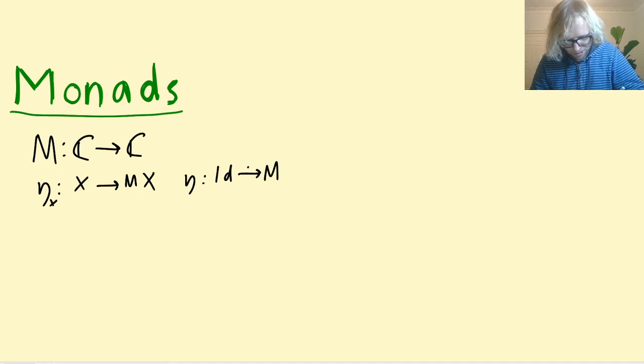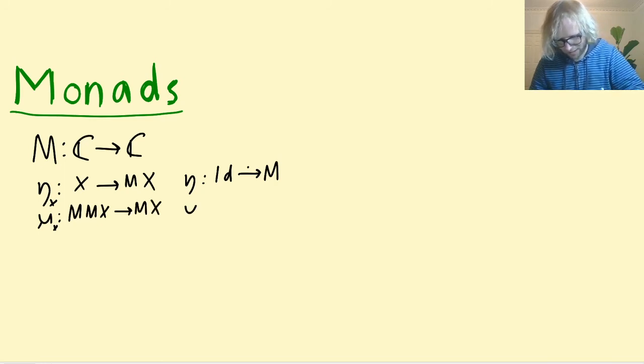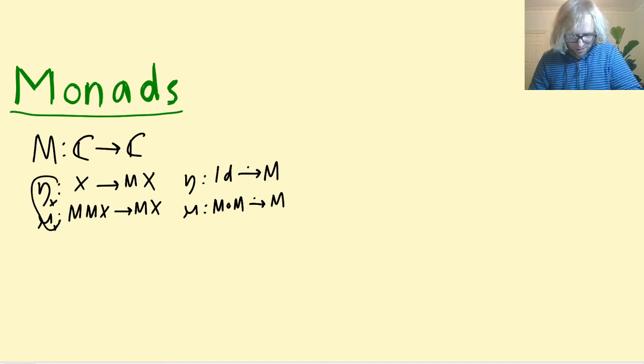And we also wanted join, which we often write as a mu for multiplication, but that's another story. So mu at component x goes from mmx down to mx, right? Which in other words means that mu is a natural transformation from m composed with m down to m, right? It's important that these things are natural, because this comes up in calculations, but we also need some additional laws for these things, just like we have the monad laws in Haskell, right?